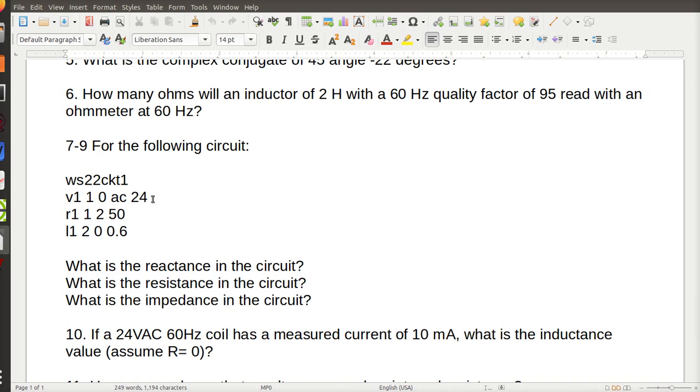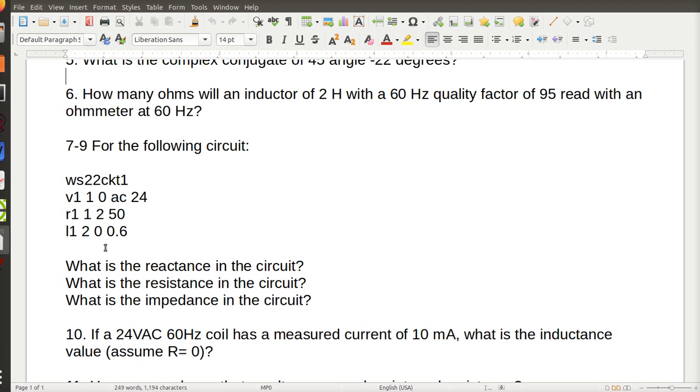Okay, I received an email asking me about this circuit right here. 24 volt AC source, a resistor, and then a 0.6 Henry inductor. So what's the reactance of the circuit?